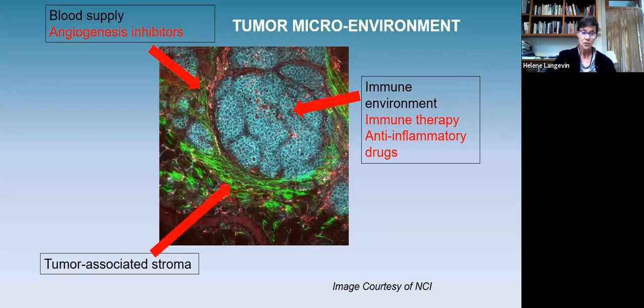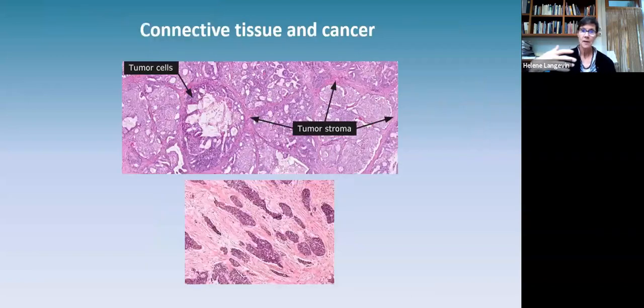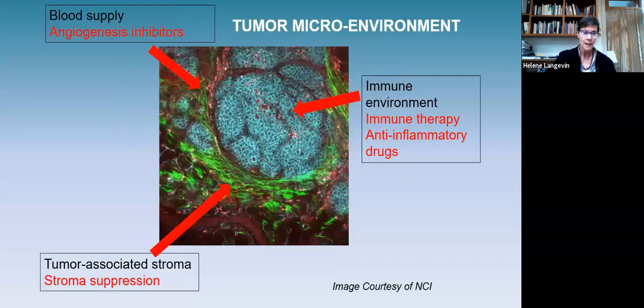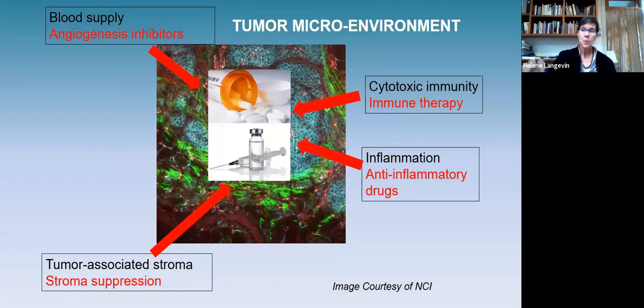Now, another aspect of the tumor environment is the tumor-associated connective tissue, or stroma. It's long been known that the accumulation of fibrous tissue in a tumor, which is also called a desmoplastic reaction, tends to confer a worse prognosis. And antifibrotic drugs are being developed to suppress the tumor stroma, although these are mostly experimental. But it's important to note that so far, our approach to manipulating the cancer microenvironment has been mostly pharmacological.